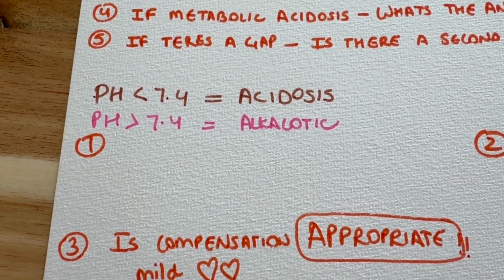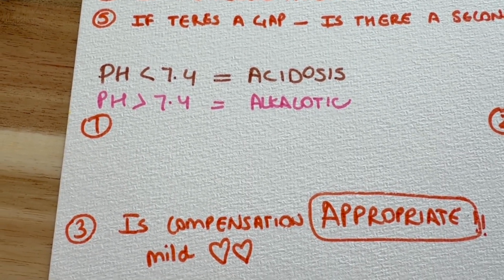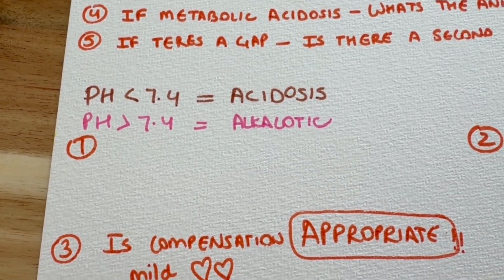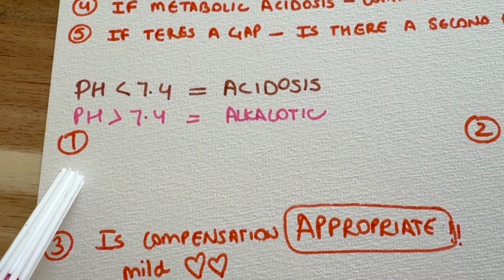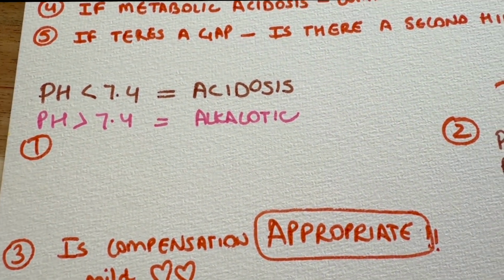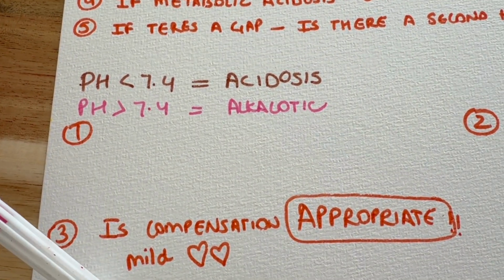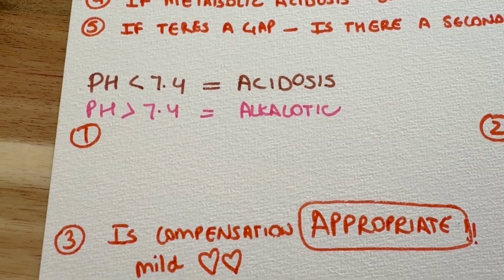Simple teaching point, okay? You don't need to memorize every compensation formula to get the concept. The key idea is mild compensation is expected. If the pH is fully back to normal, or compensation is way more or less than expected, then that's your clue. There's more than one disorder happening at once. You don't need to know the Winter's formula for real life or for your exam, honestly.